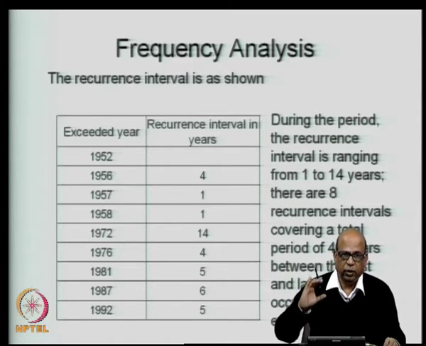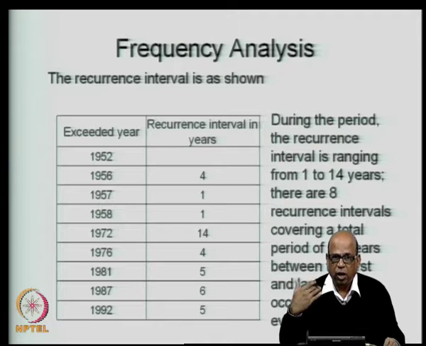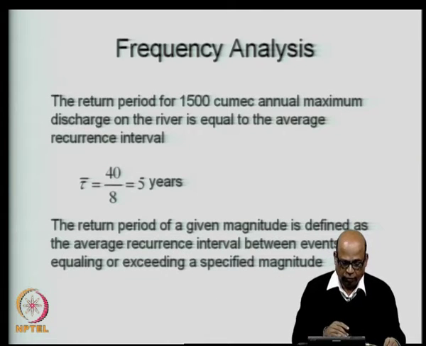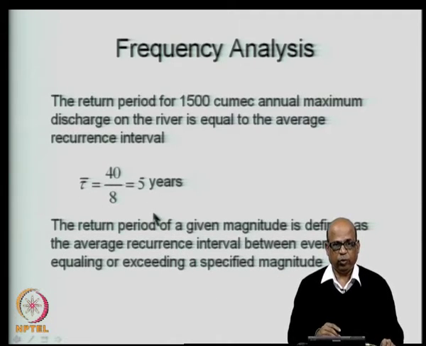We leave out the first one, that is, after the first one has occurred, how many times it has recurred and what is the average recurrence interval, that is what we are talking about. Therefore, the average recurrence interval comes out to be 5 years.